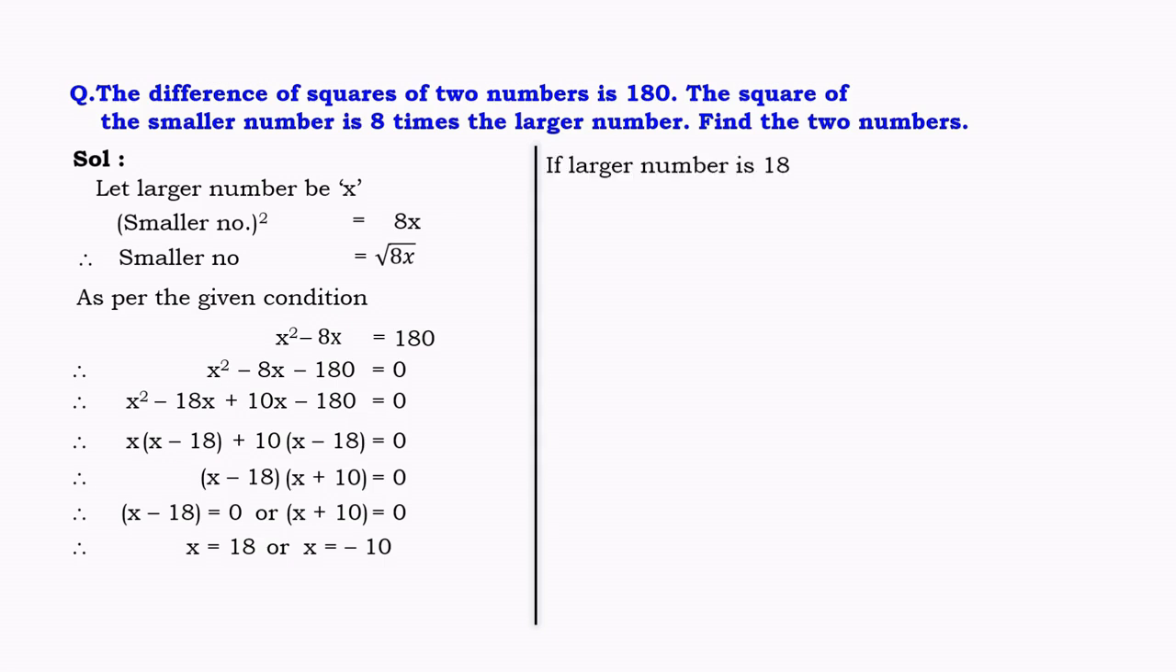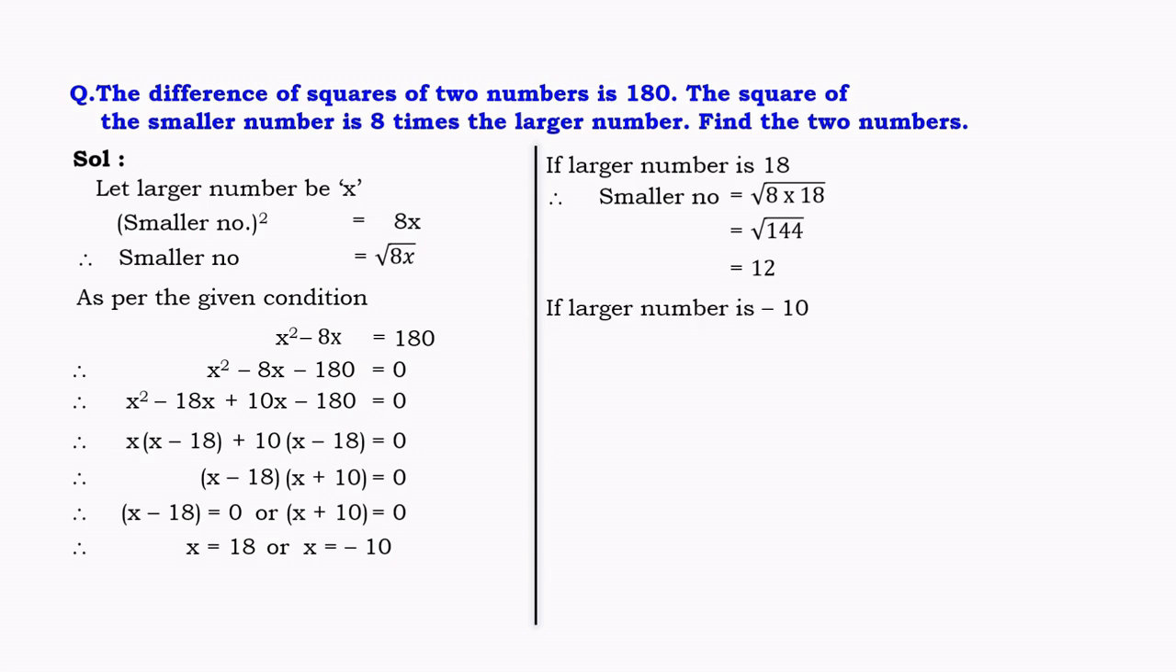Now let us check both values. If the larger number is 18, then the smaller number equals the square root of 8 multiplied by 18. This becomes the square root of 144. Therefore, the smaller number is 12.